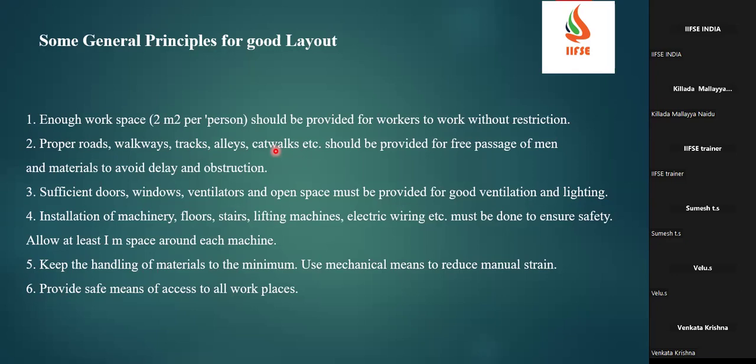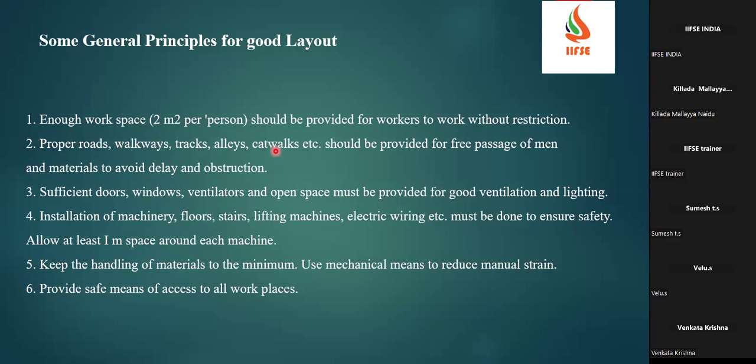Then sufficient doors and windows, ventilators and open space must be provided for good ventilation and lighting. So sufficient doors and windows. If you see here, as per the Factories Act and Factories Rules, at least 15% of your floor area must be given as ventilation provision, maybe in the form of shutters or doors or windows, at least 15%.